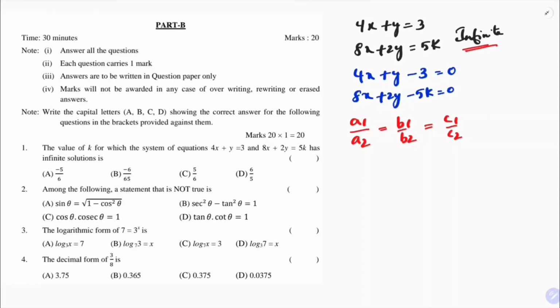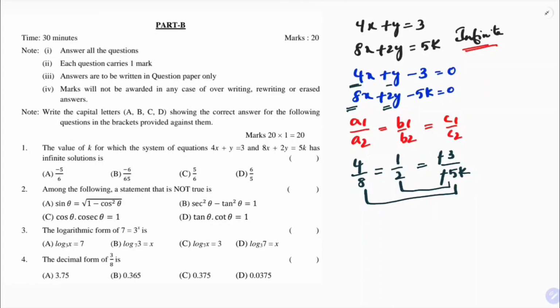Now if I substitute the values, that is 4 by 8 equals, the coefficient of y is here 1 and here it is 2. So 1 by 2 equals minus 3 upon minus 5k. Here minus and minus cancel. You can equate the first one with the last one because we need to find the value of k, or the second one with the last one.